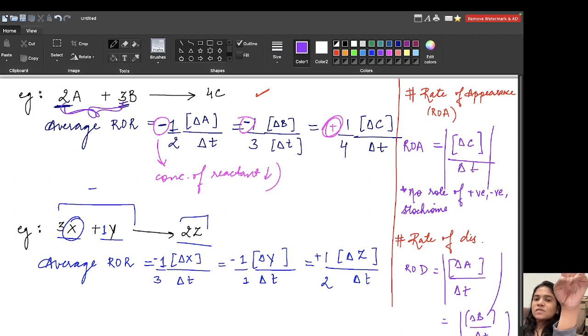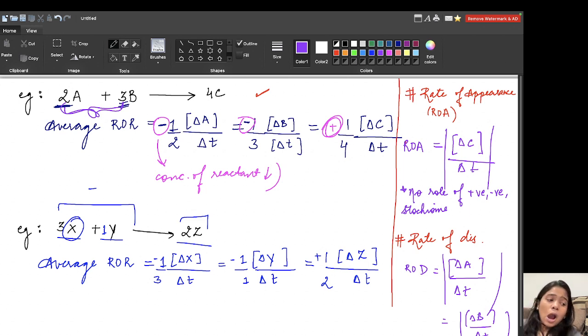Okay, so three things we have studied: rate of reaction, rate of appearance and rate of disappearance. Rate of reaction, put the concentration by time, write the stoichiometry along with signs. Rate of appearance and rate of disappearance, no need to write the signs of it.